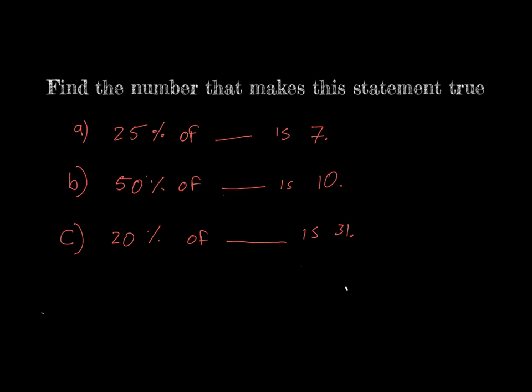Now I want you to solve the next 3 problems. A, 25% of blank is 7; B, 50% of blank is 10; C, 20% of blank is 31. Make sure that you use your notes to solve this. You can either set it up as a proportion or you can also set it up as a tape diagram. You may do this in your notebook or on a separate sheet of paper.